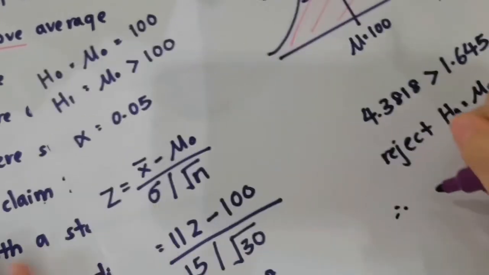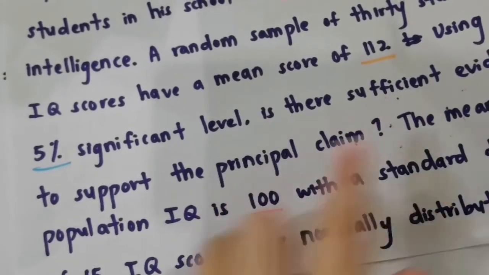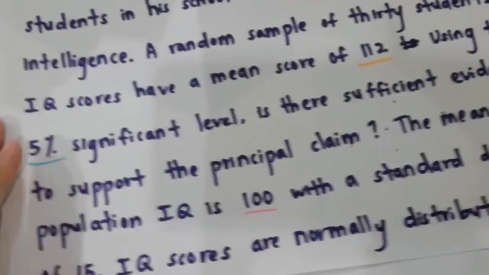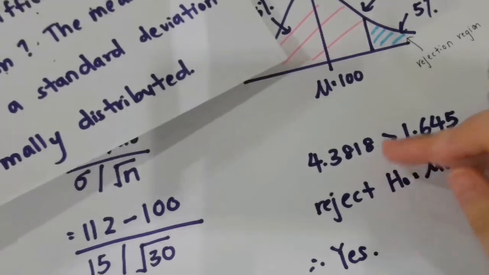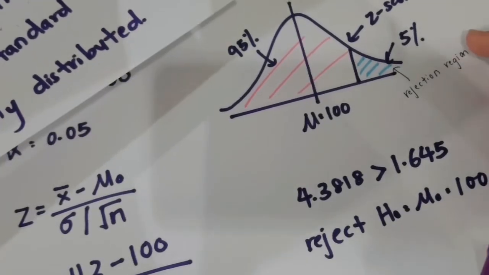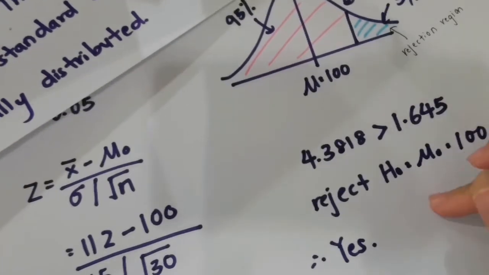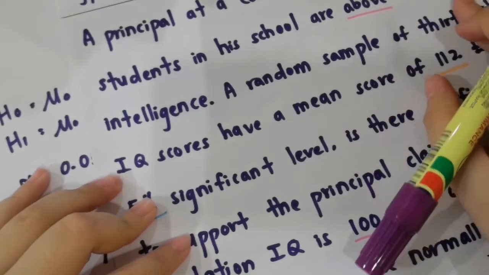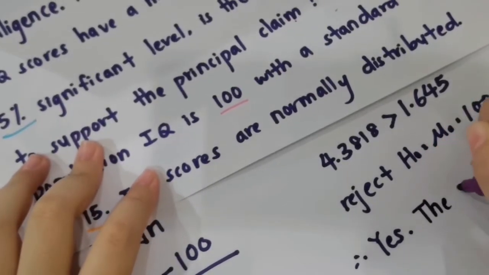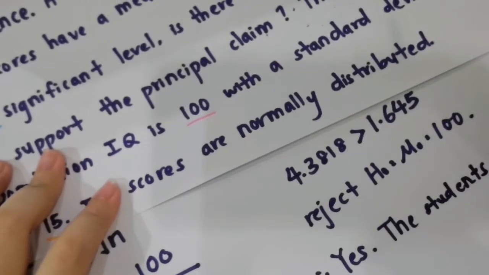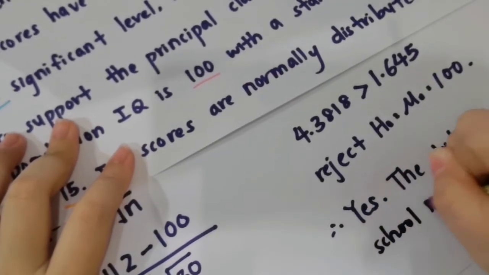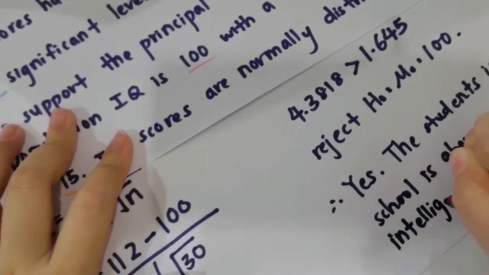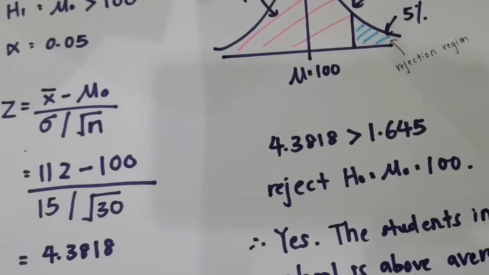We can conclude that because he asked, is there sufficient evidence to support the participant's claim? Yes, we have sufficient evidence to support the participant's claim, since the Z score that we find is bigger than 1.645, so it falls in the rejection region. So we accept that yes, the students in his school are above average intelligence. So these are the ways to find our answer.